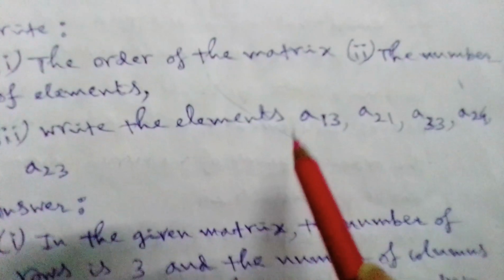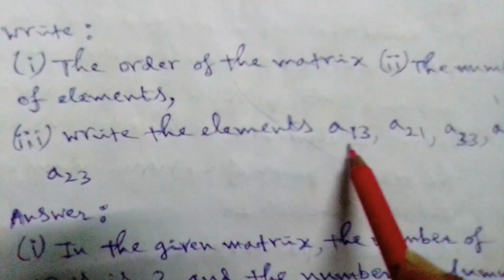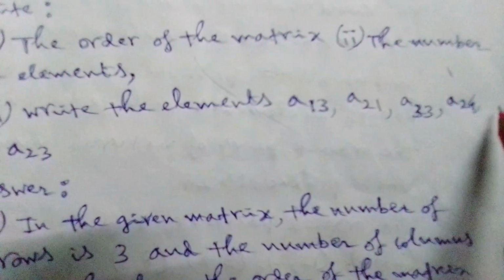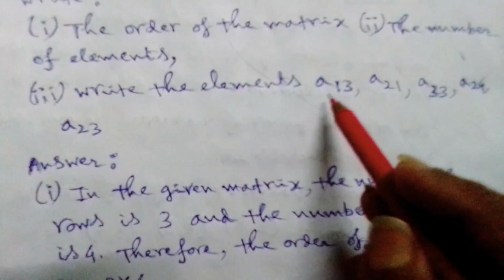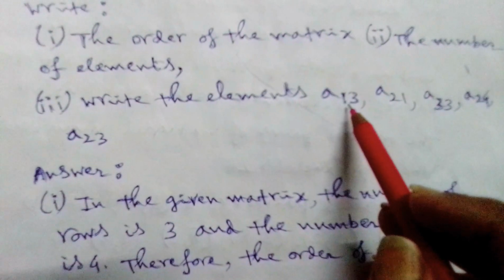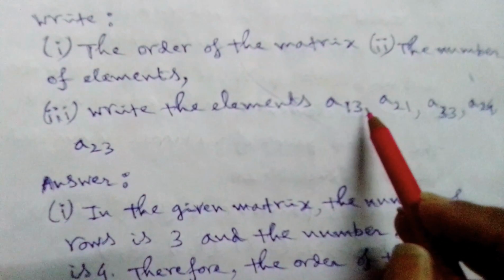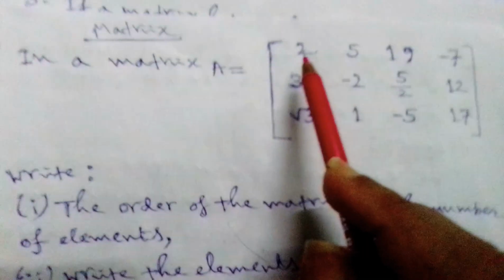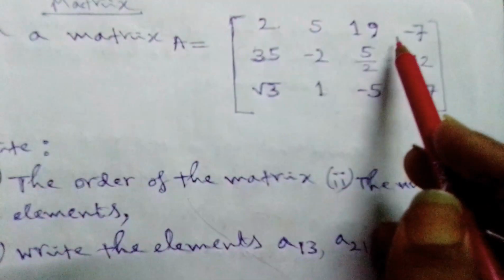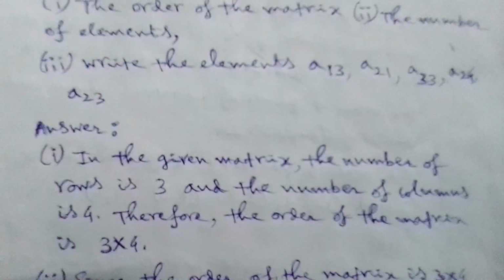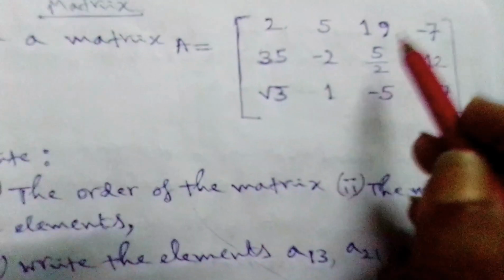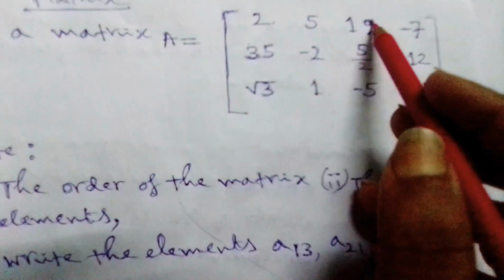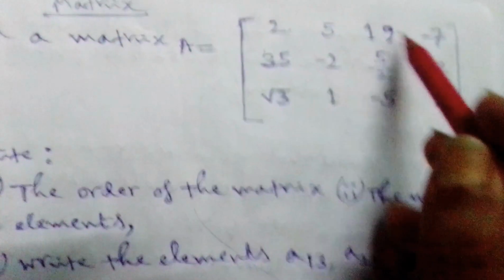Now the next question is to write the elements A13, A21, A32, A24 and A23. A13 is nothing but the element which occupies the position of first row and third column. So where is the first row and third column? It is the first row and it is the third column. So the 1, 3 position here is this. So the answer will be 19.